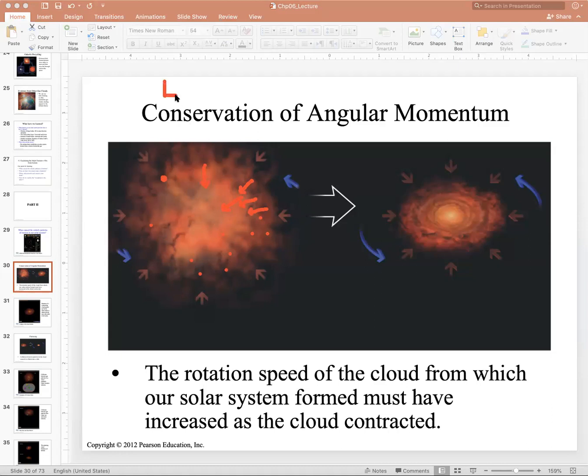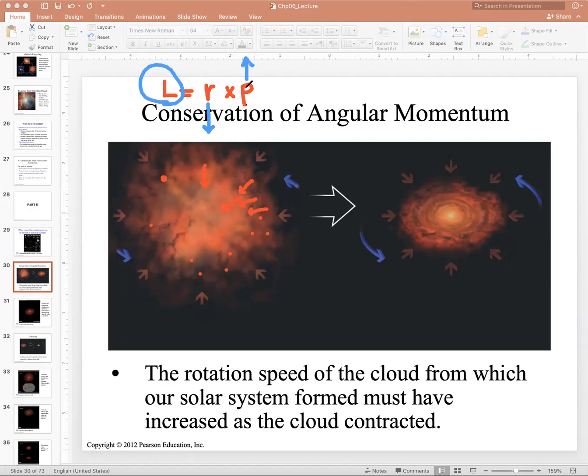So remember L, which was the angular momentum, was R cross P. Distance cross regular momentum is angular momentum. So if the angular momentum, which is L, is conserved, it does not change, which is the case for our solar system, right? If L is conserved, and R is getting smaller and smaller and smaller, in order to have this value a constant value, P should go up.